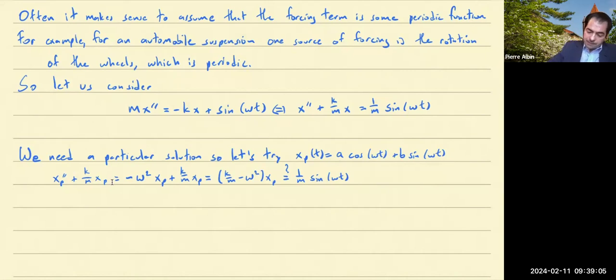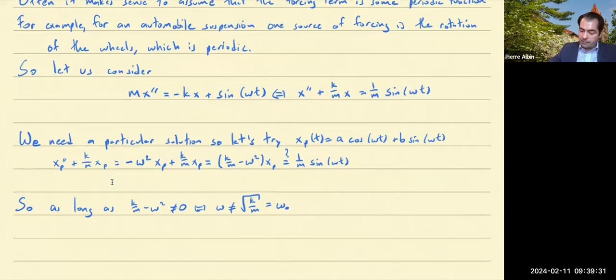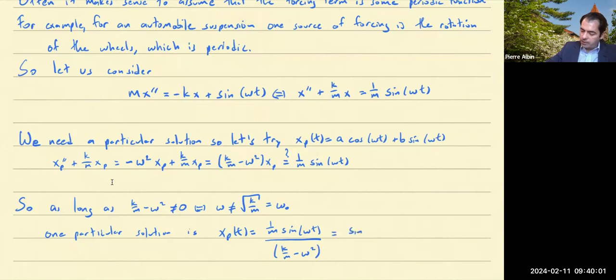Right, so as long as k over m minus omega squared is not equal to 0, which is to say omega is not equal to the square root of k over m, which is omega naught, one particular solution is x_p(t) equal to 1 over m sine omega t divided by k over m minus omega squared, which we can rewrite as sine omega t divided by k minus m omega squared.